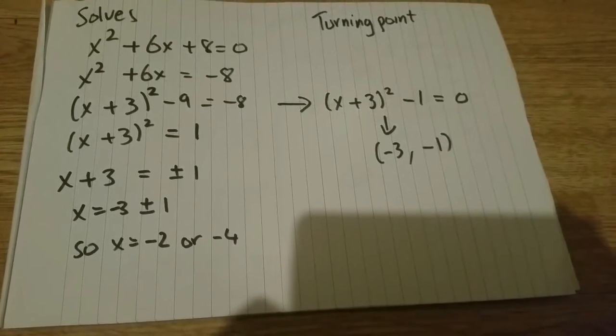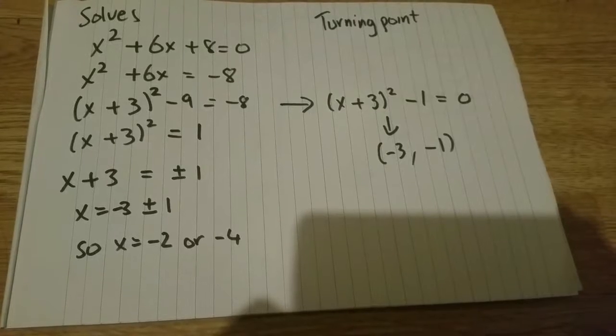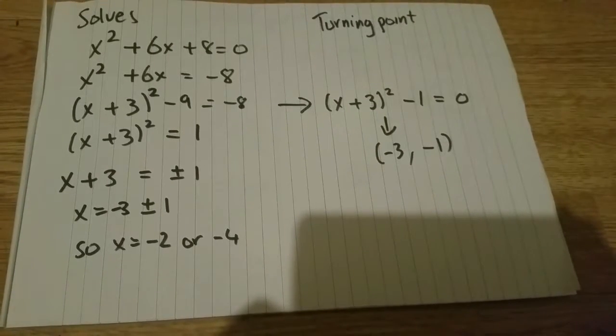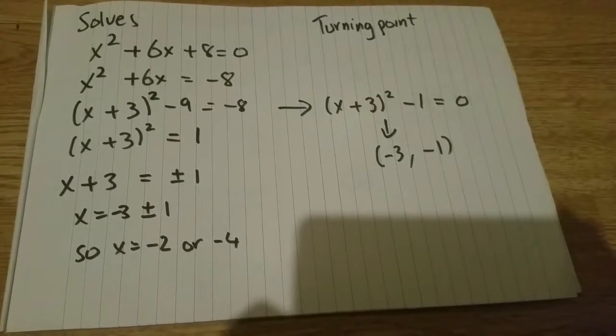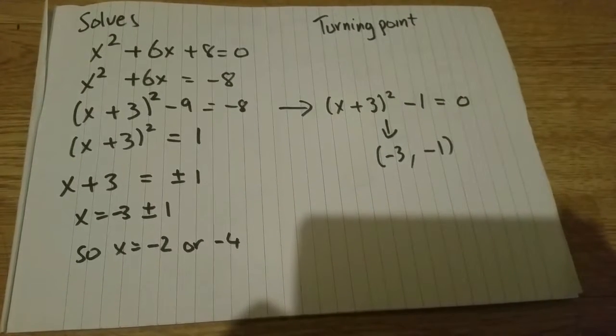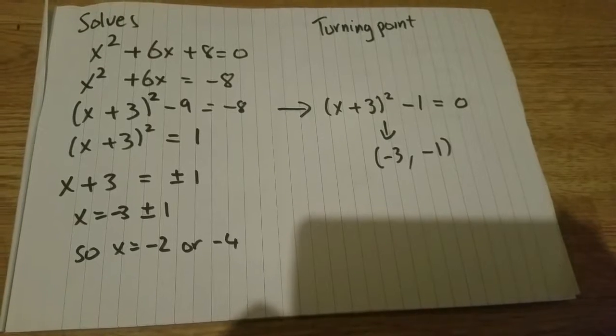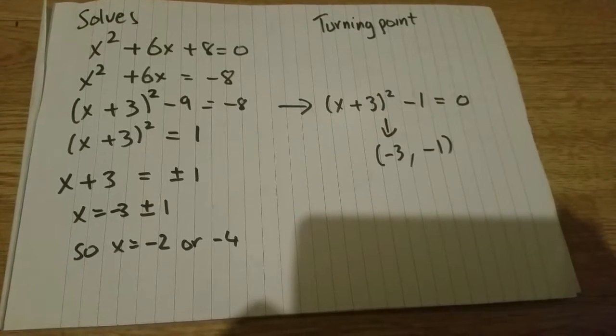And how can we get the turning point? Once you've finished completing the square, so by step 3, if you rearrange so everything's on the left hand side, the turning point is just very simply the negative of what's in the bracket and the other number as x and y coordinates respectively. So the turning point here is minus 3, minus 1.